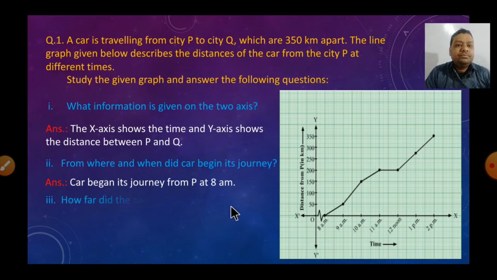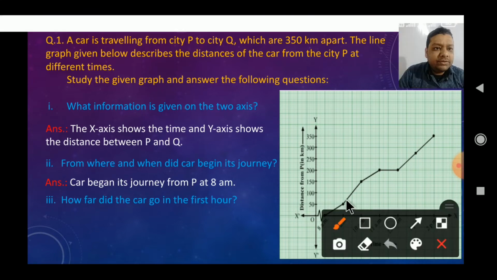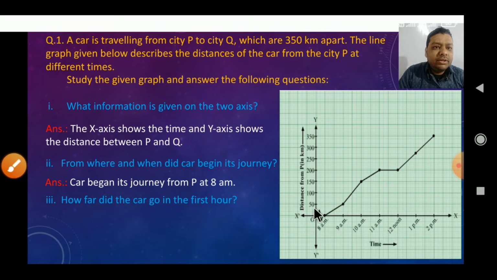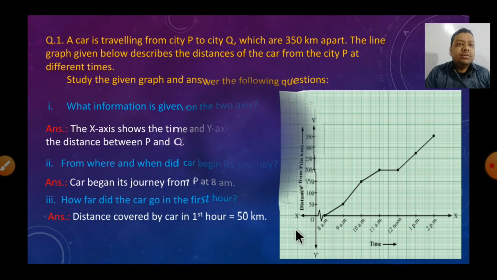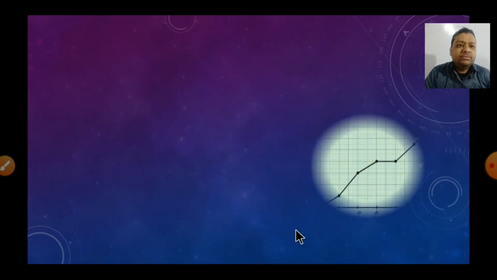Now the third question: how far did the car go in the first hour? First hour means 8 to 9 a.m. At first the car started from here and after 1 hour it is at this place. You can see the straight line goes up to 50. So the distance covered by the car in the first hour is 50 kilometers. Done? Now let's move to some more questions from the same graph.